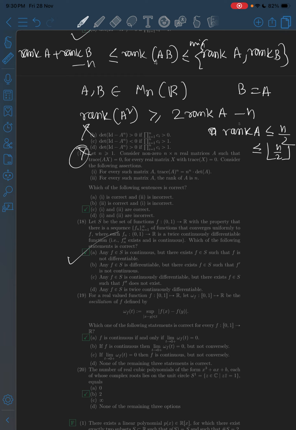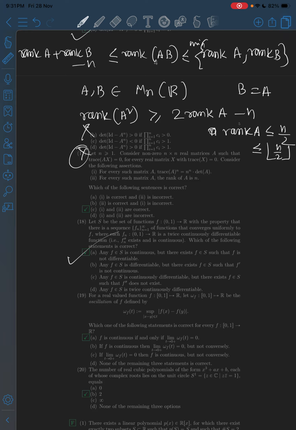Any f must be continuous because the uniform limit of a sequence of continuous functions must be continuous. This is a standard theorem. But differentiability is not guaranteed. In fact, this is the counter example where you take mod x to be the function and a sequence of polynomial functions which converges to mod x uniformly, but all the polynomial functions are infinitely many times differentiable, while mod x is not even differentiable. Infinite differentiability is very far from that.